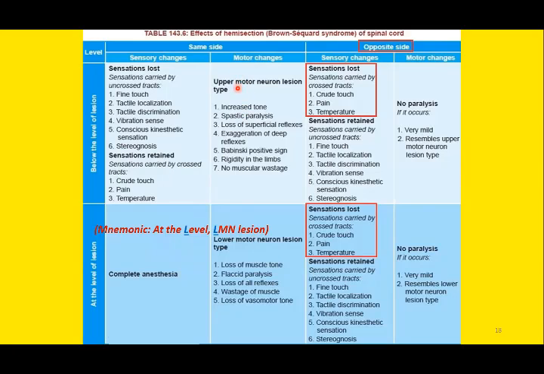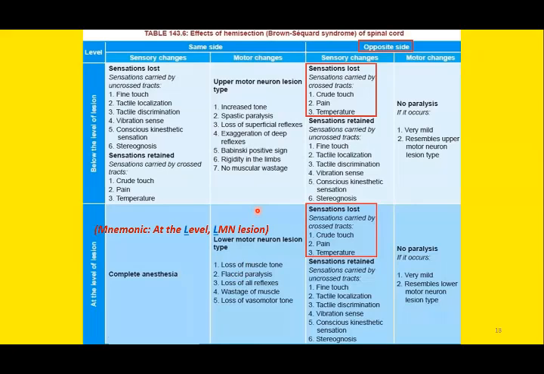So upper motor neurons are the neurons of the cerebral cortex and the brainstem. The lower motor neurons are the neurons of the anterior gray horn of the spinal cord. So you can see in upper motor neuron lesion, the tone is increased. In lower motor neuron lesion, the muscle tone is suppressed. Similarly, in upper motor neuron lesion, there is spastic paralysis as compared to flaccid paralysis in lower motor neuron lesion.